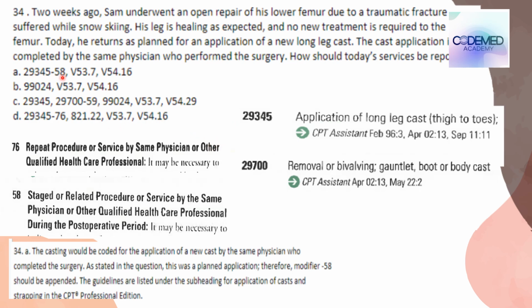Now we are left with the two options, that is option A and option D, and both have the same code but the modifier differs. If you see modifier 76, it talks about a repeat procedure or service by the same physician. That didn't happen. It is definitely not a repeat procedure. And 58 says staged or related procedure. So this was a related procedure because it was related to the fractured femur, and that's why 58 is the more appropriate modifier, and that's why we will code 29345 and 58.